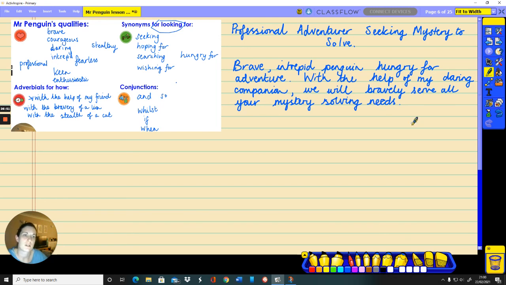So I hope you can see, Saturn class, that sentence has a lot more information. It is a multi-clause sentence. There is with the help of my daring companion. Doesn't make sense on its own, but if we put a comma, we can then move on to the rest of the information. We will bravely serve all your mystery-solving needs. So those multi-clause sentences give good information to our reader.